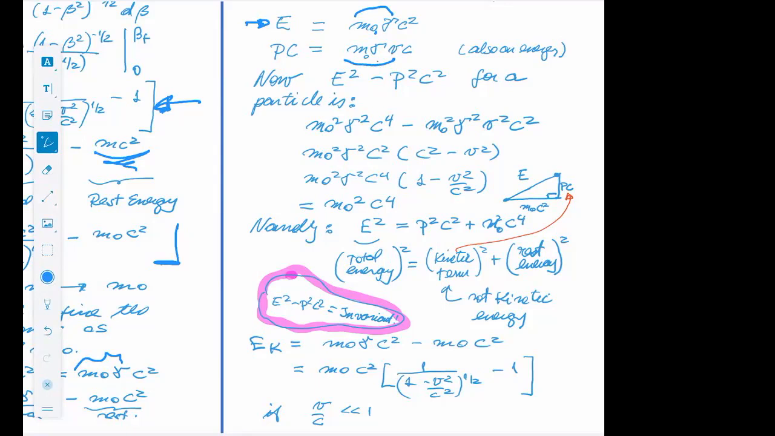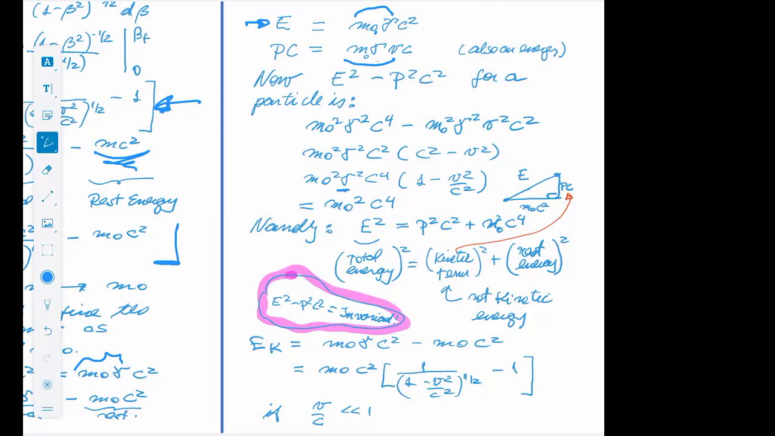Now I want to do the following. Take E squared, the total energy squared, take this expression squared, and make the difference between both of them. This is a very simple algebraic thing. You can rewrite this: 1 minus v squared over c squared is equal to 1 over gamma squared. So if this is gamma squared, this is 1 over gamma squared, so this term cancels that one. And what do we have?